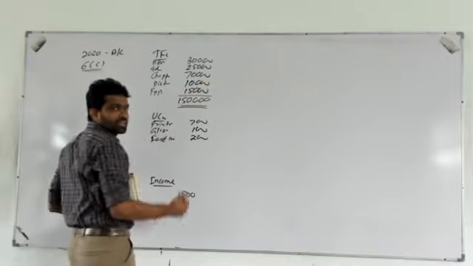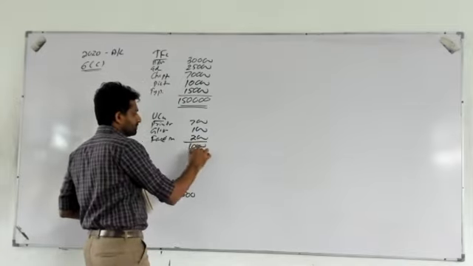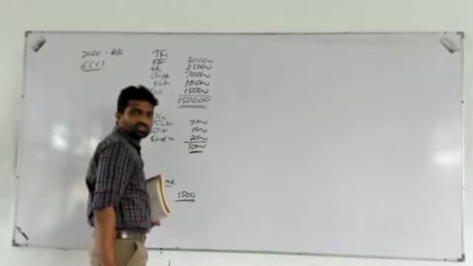This is total fixed cost 150,000. Variable cost is 1,000. Income is 1,500.